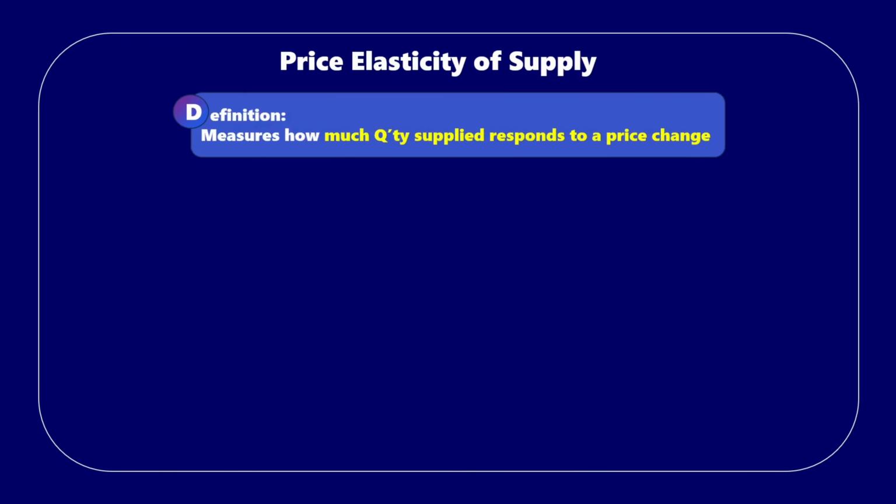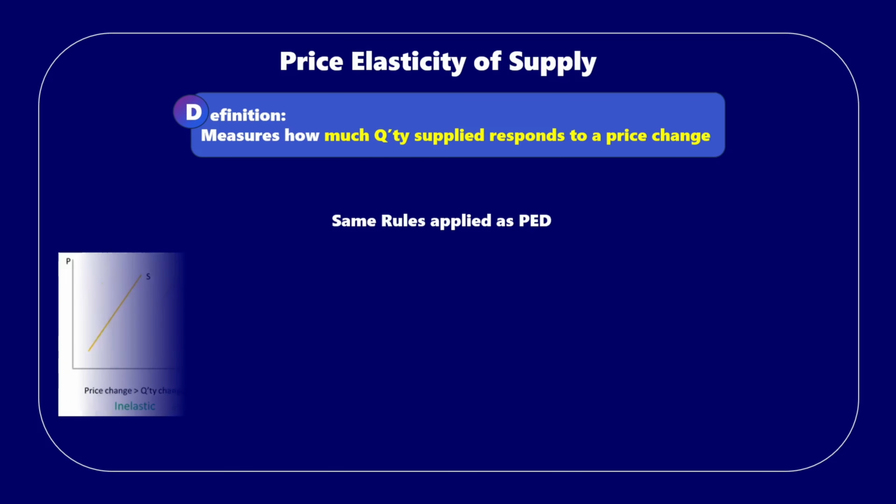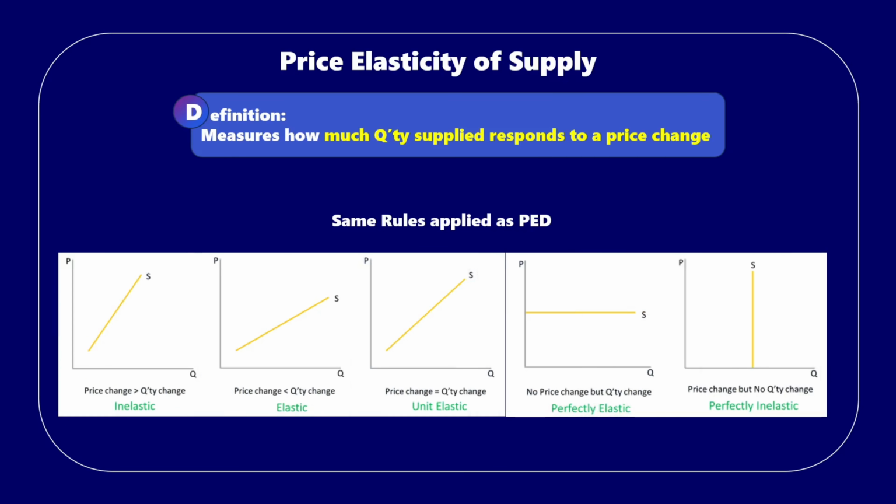Price elasticity of supply is quite similar to demand. It measures how much quantity supplied responds to a change in price. And the rules here are basically the same as price elasticity of demand. So don't overthink it. If price changes a lot, but quantity supplied barely changes, supply is inelastic.